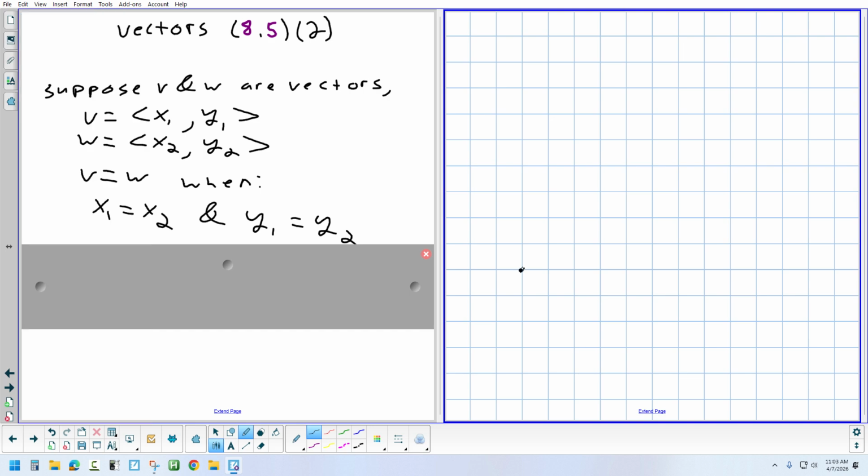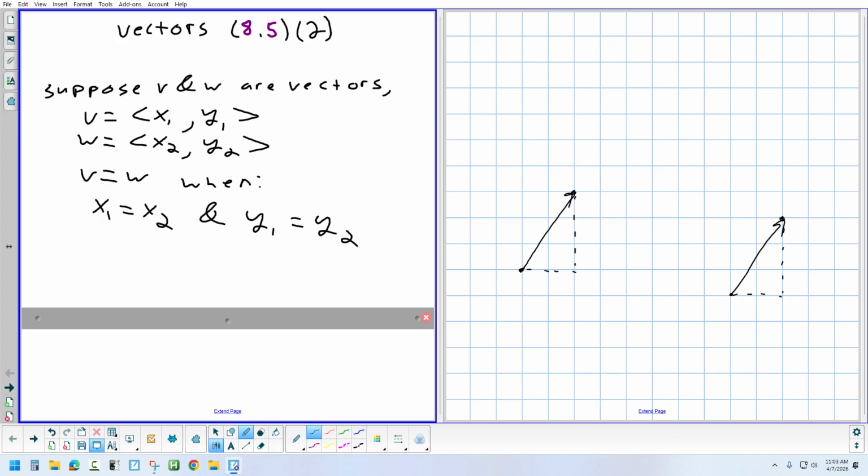If I have a vector that starts here and goes right 2 and up 3, and then I draw another vector over here that goes right 2 and up 3, even though those two vectors don't have the same initial point or the same terminal point, they are the same vector. Okay? Two vectors being equal does not mean they're drawn in the same spot. It means they have the same components. Right 2, up 3. Right 2, up 3.